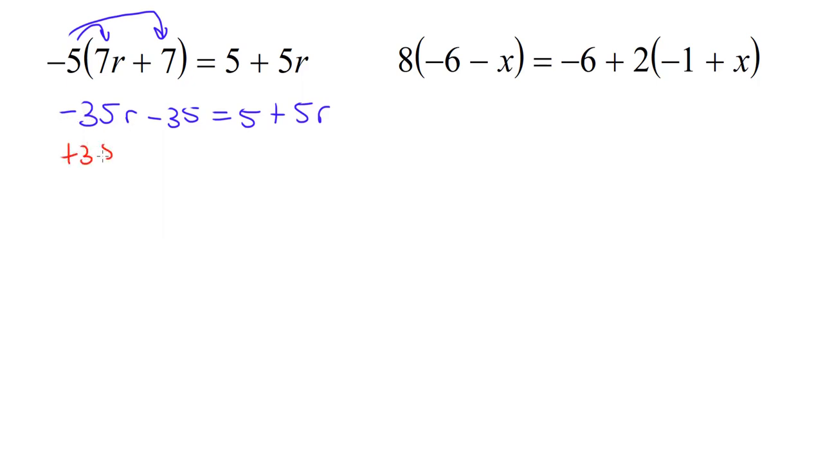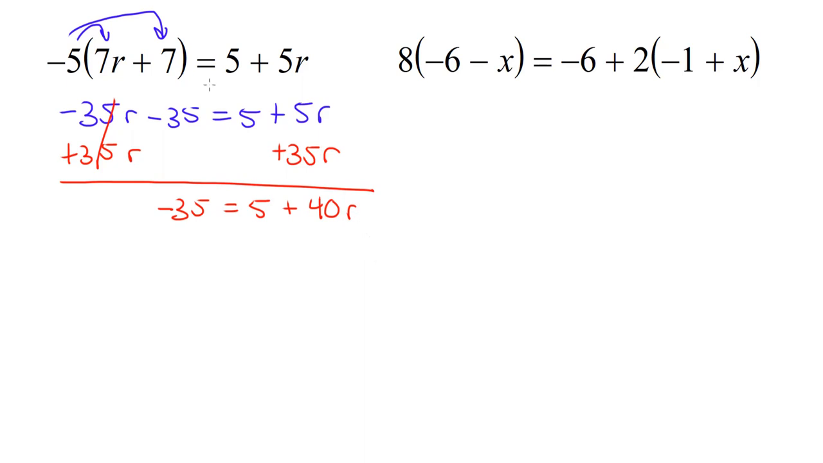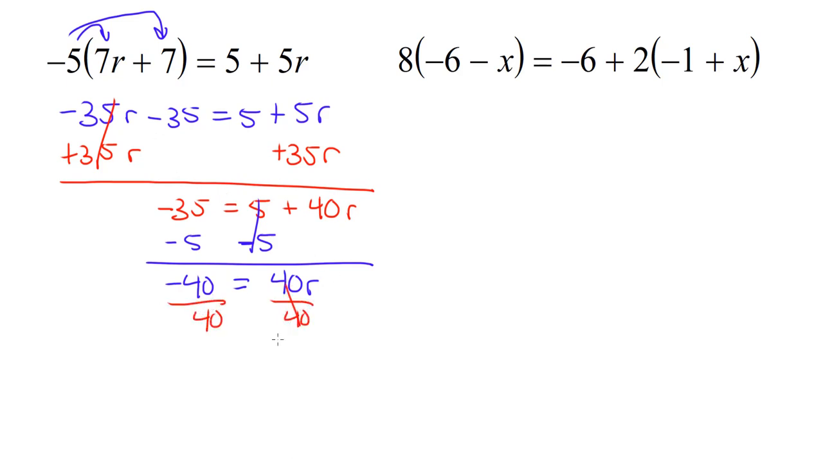I'm going to add 35r to both sides. And I get on the left negative 35 equals 5 plus 35r plus 5r is 40r. Next, I have to get rid of this 5, so I'm going to subtract 5 from both sides. Negative 35 minus 5 is negative 40 equals 40r. And finally, divide both sides by 40. And I get r equals negative 1.